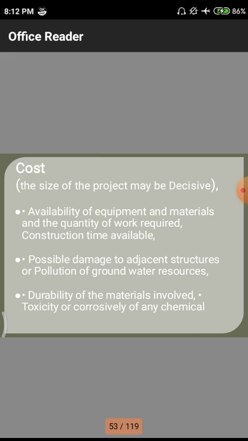Next one we are having is the availability of equipment and materials and the quantity of work required. That means availability of equipment. For suppose we are having a construction company, we are having some projects for a particular span of time. Likewise every project has to be completed in a particular time period. Depending upon the project cost and money available, the total project will depend upon the time period.